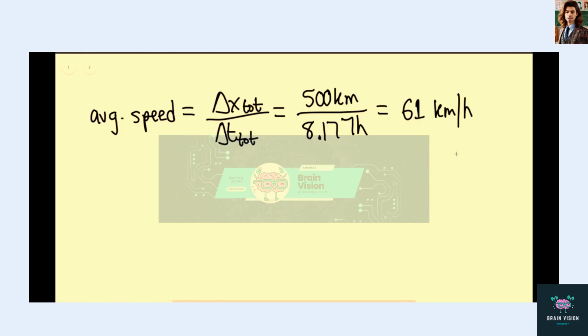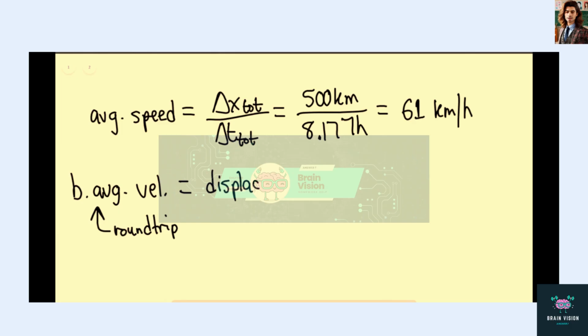And then for part B, we want to find the average velocity. However, the average velocity here, this is a round trip. So when you're traveling round trip, you are ending up in the same place as you started. So your displacement, which defines velocity, will actually be 0. So if your displacement is 0, your average velocity for the entire round trip would, of course, be equal to 0 meters per second. That is the end of the solution.